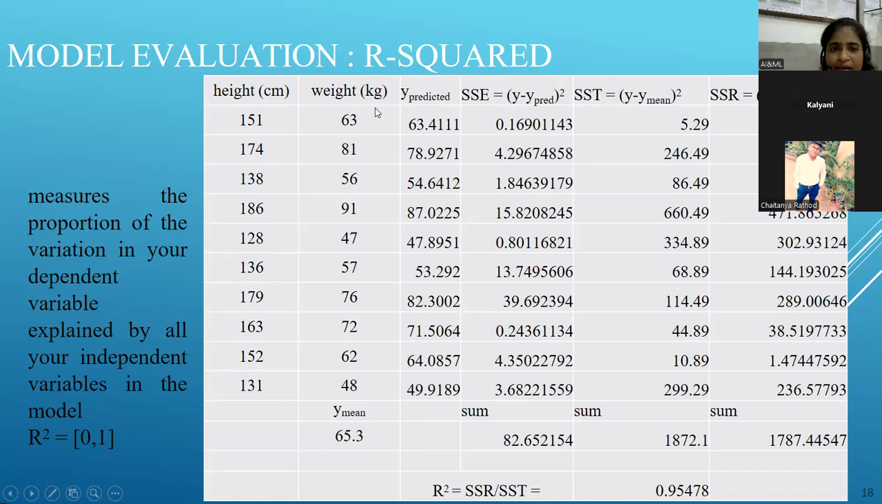What will come in SSE? Y, meaning weight, and Y predicted, meaning this value, the difference of these two. SST will be with the mean of Y. I took the mean of Y and the actual value of Y, and how it is differing from the mean value is written and squared. The third thing is the predicted value of Y, how much it is differing from the mean value. The difference of both, squared. Sum over these and then put in the formula of R square. What formula of R square was I saying? SSR divided by SST. So when I take this divided by this, I get the value as 0.95. So is this a good model or a bad model?